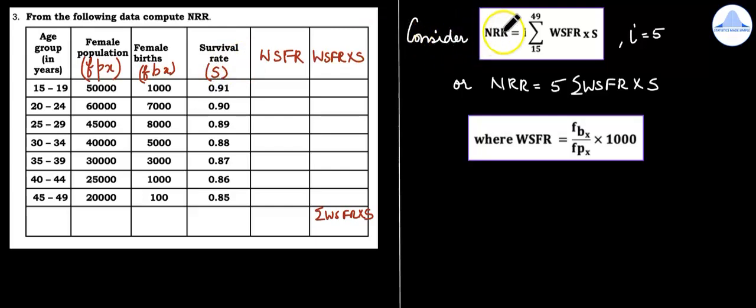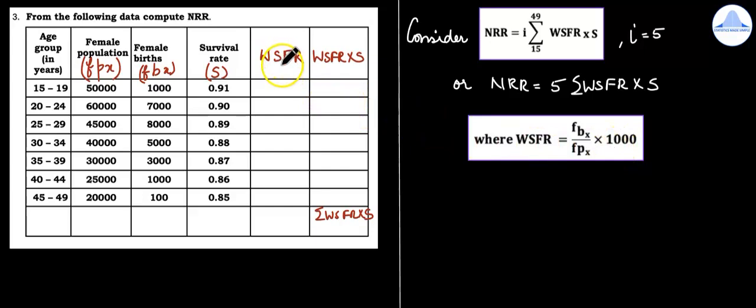formula for NRR. NRR means net reproduction rate. So consider NRR is equal to I times summation 15 to 49 WSFR into S, where I is 5. What is I? It is the width of the age group, so it is 5. It is easier to remember the second formula, that is NRR is equal to 5 times summation WSFR into S. This will carry 1 mark, and the WSFR formula is FBX divided by FPX into 1000.